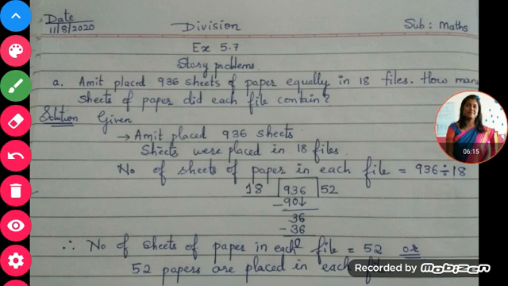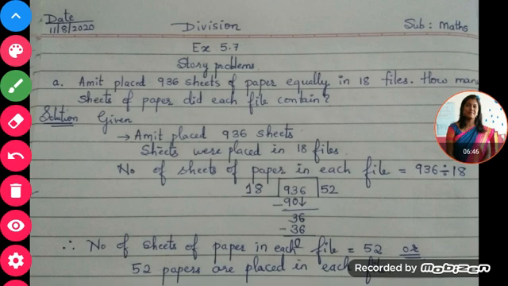Before solving any story problem, children, you need to understand that we need to write the given part, whatever is given in the problem. So if you see the solution, I have written the given part. Amit placed 936 sheets, and the sheets were placed in 18 files. So the number of sheets of paper in each file is equal to 936 divided by 18. Very simple. Now you're going to divide, that is 936 divided by 18.